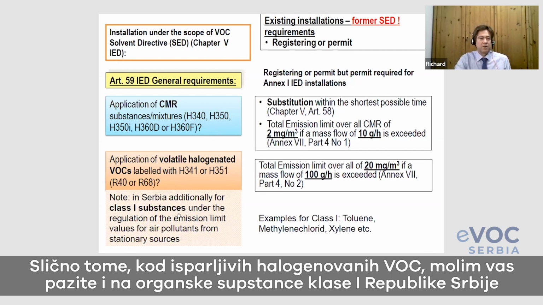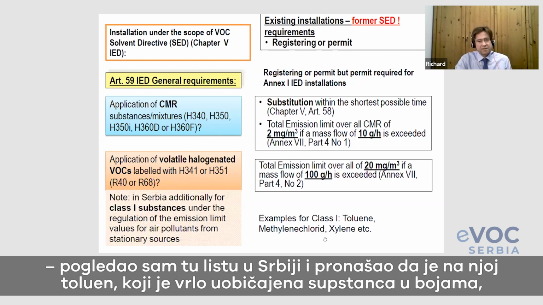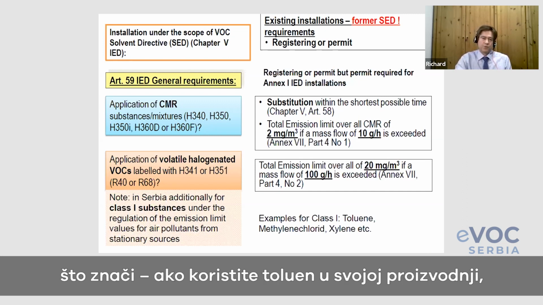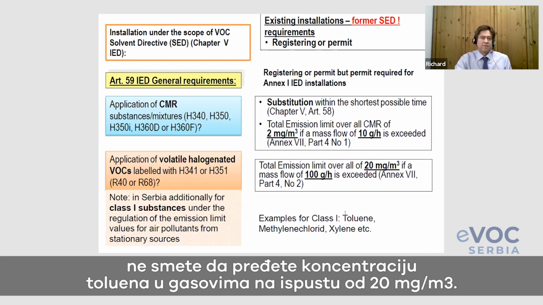Here I want to tell you, please take care, look at the Serbian class 1 substances. For example, I looked in that Serbian list and I found toluene, which is very common in paints, or methylene chloride, or xylene, etc. They are all listed as class 1 in the Serbian list. That means if you use toluene in your printing paints, for example, take care. When you do the production, you may not exceed in the stack gases this 20 milligram.